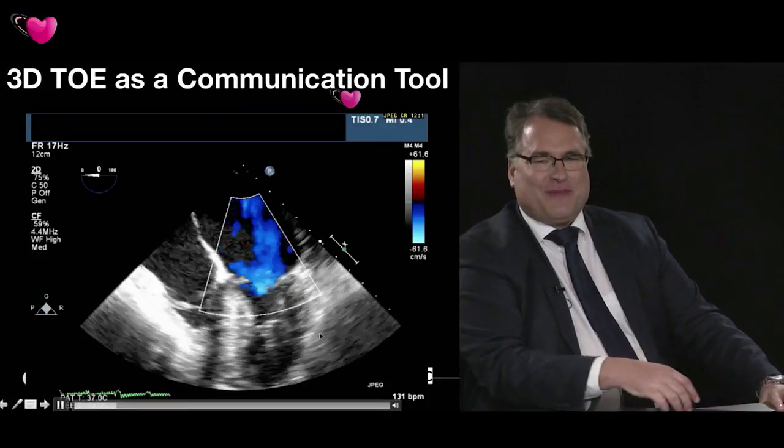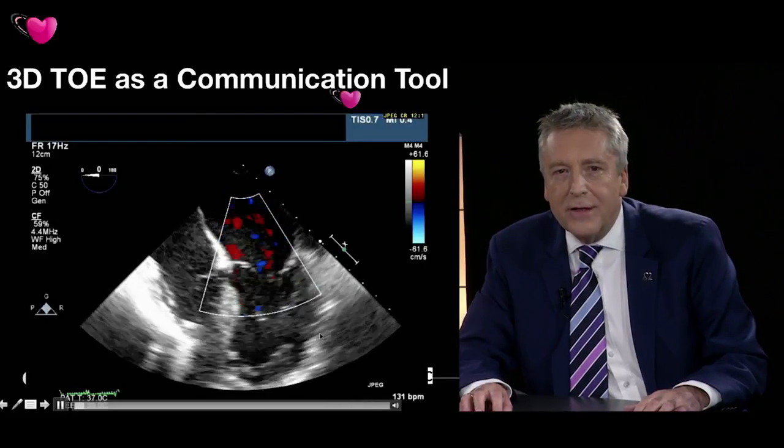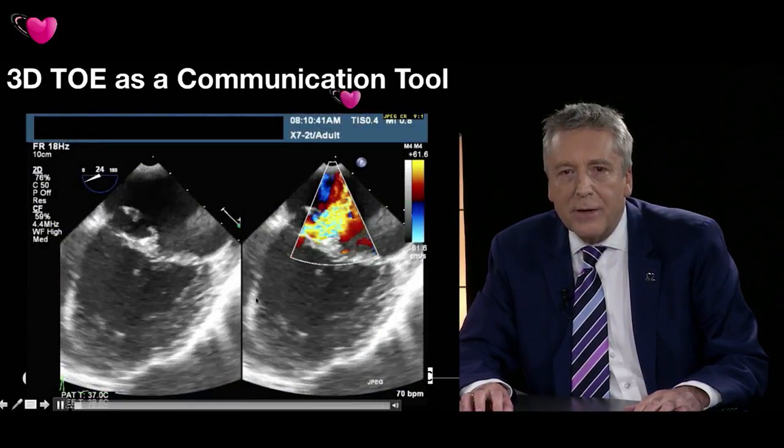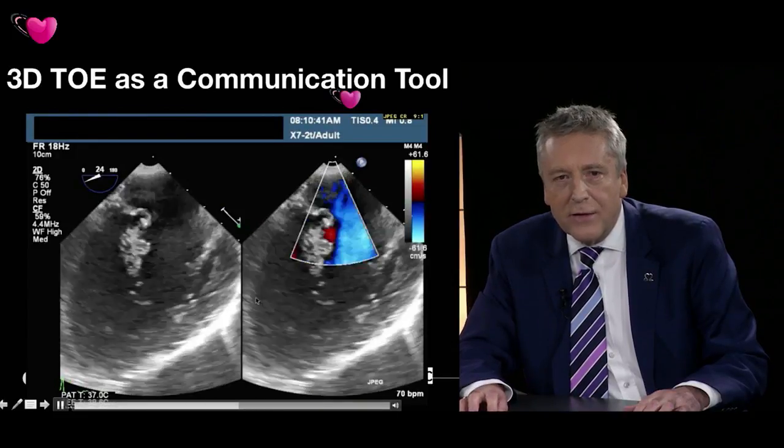So obviously this patient has got mitral regurgitation. So here we are at 0 degrees in a mid-esophageal view, go around to about 25 degrees, and again you can see this regurgitant jet.